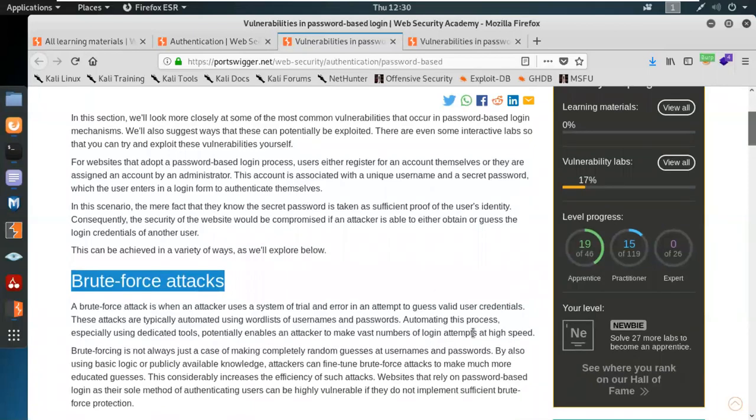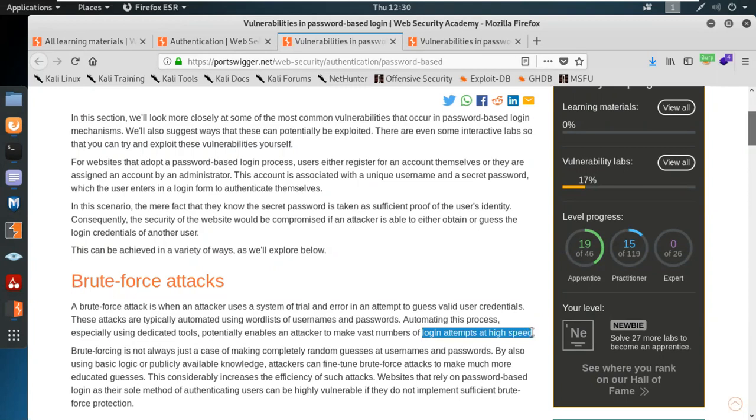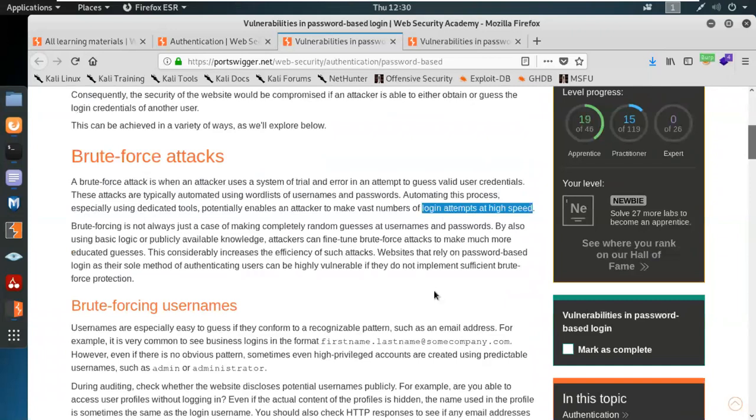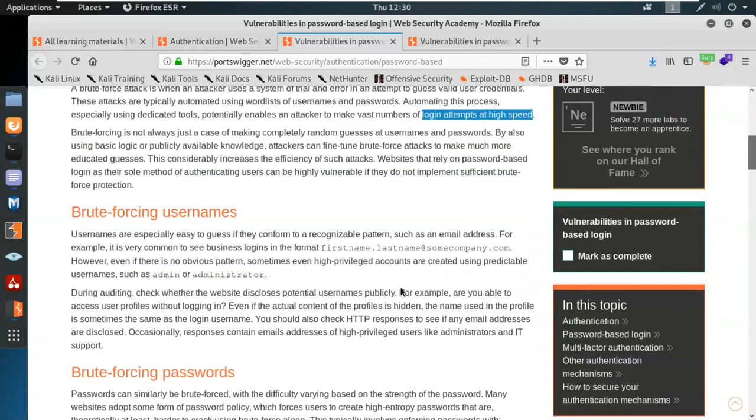Automating this process, especially using dedicated tools, potentially enables an attacker to make a vast number of login attempts at high speed. So let's try one of the brute force attacks. Brute forcing usernames: usernames are generally easy to guess if they conform to a recognizable pattern, such as an email address. For example, it's very common to see business logins in the form of firstname.lastname@somecompany.com. This is the most common thing.